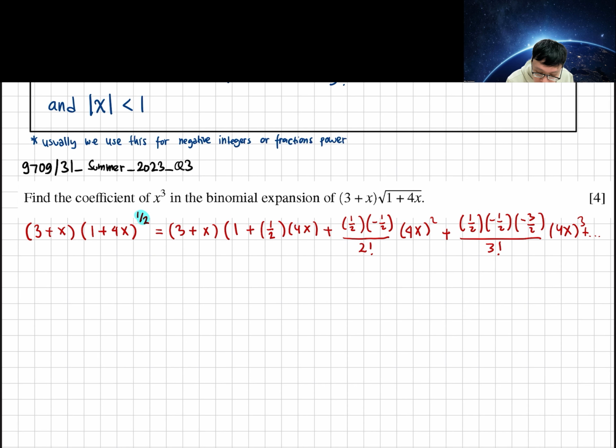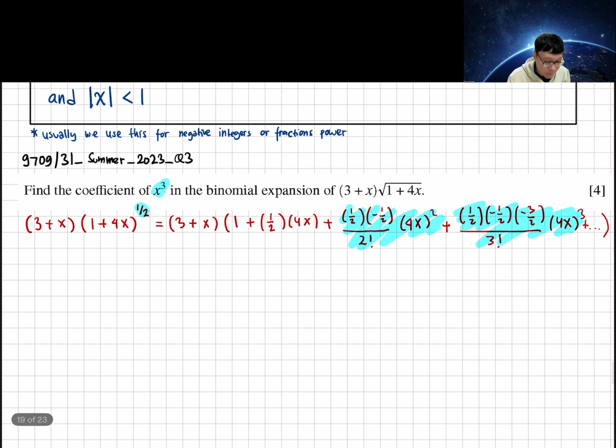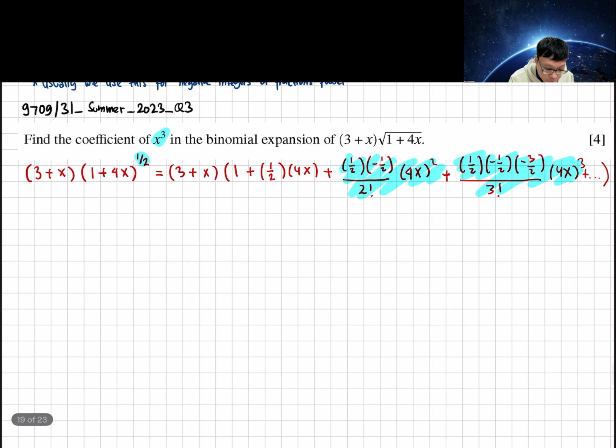And then it keeps adding, but we don't need all of the terms, which are infinitely many, because we only need the coefficient of x cubed. You get the coefficient of x cubed by multiplying 3 with x cubed from here, which is this term. We need this term, and you need to multiply the second term, which is x, by x squared to give you x cubed. So we need these two terms, and we don't need all of the terms, which are infinitely many. So we just need to expand that.